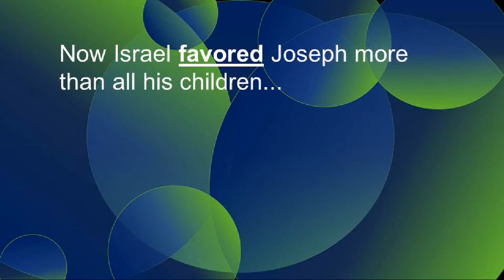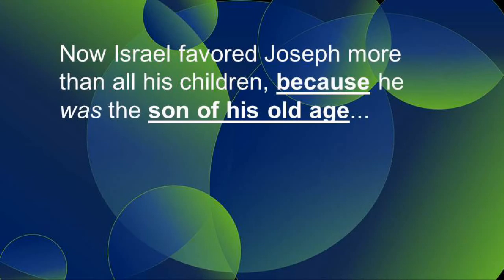But now we need to understand why he favored him. Look at verse number 3 again. And I want you to notice the phrase, the son of his old age. It says, now Israel favored Joseph more than all his children because he was the son of his old age. Now, when you read that, that makes it sound like Jacob was much older when he had Joseph than he was when he had his other sons. Right? Yeah, that's what it sounds like.